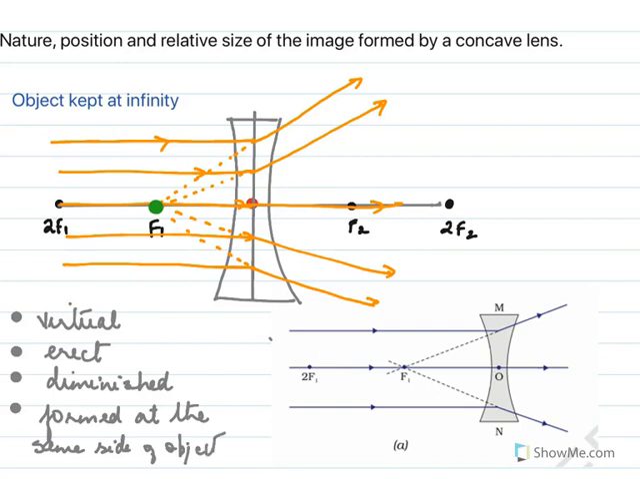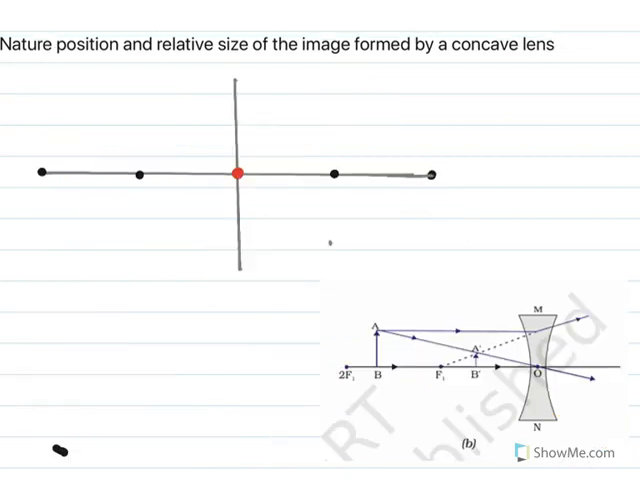Here's yet another diagram. Rays that are parallel, after refraction, they diverge. This one going to the optical center will go undeviated, and if you produce the rays backward, they will all meet at the focus. So here is where the image is formed, at the focus, on the same side. We have to write here, image is formed at the focus.